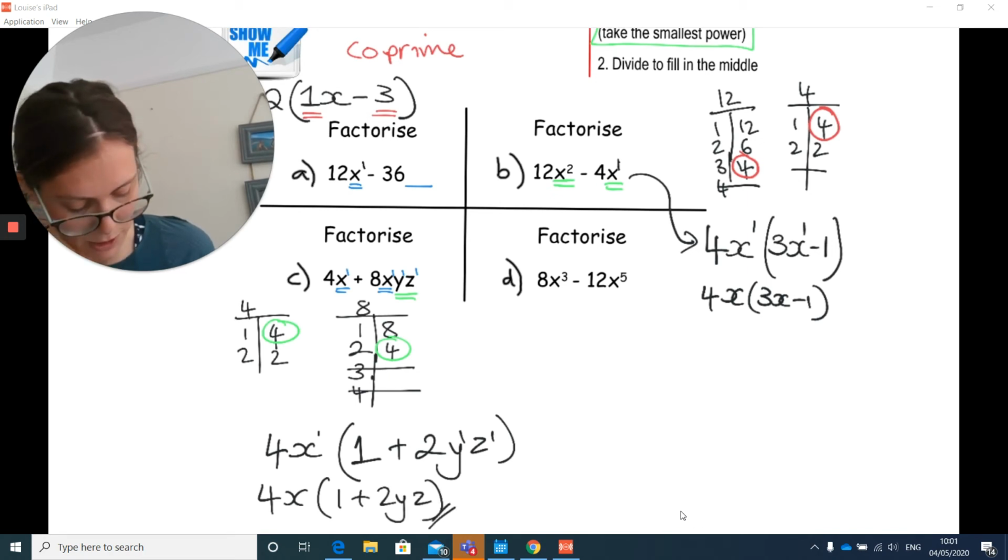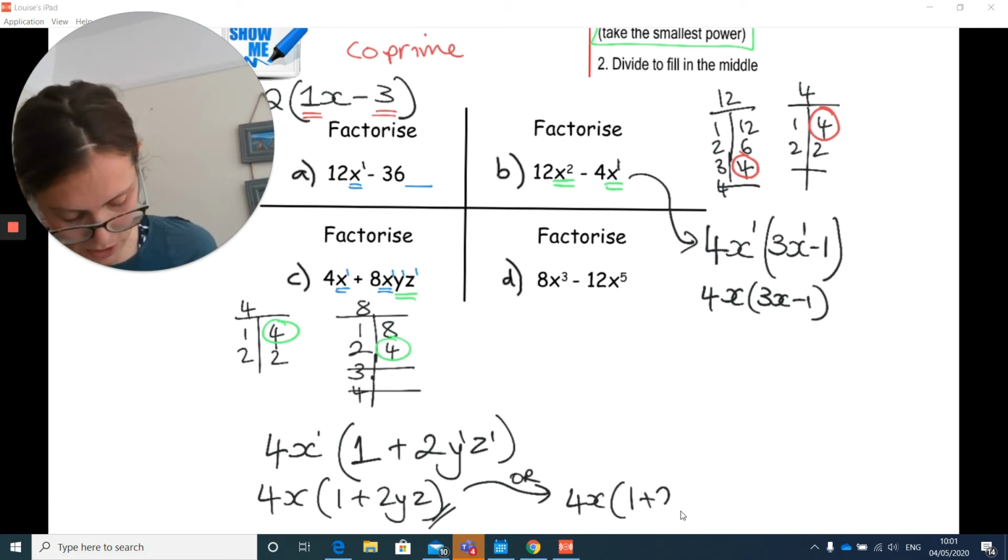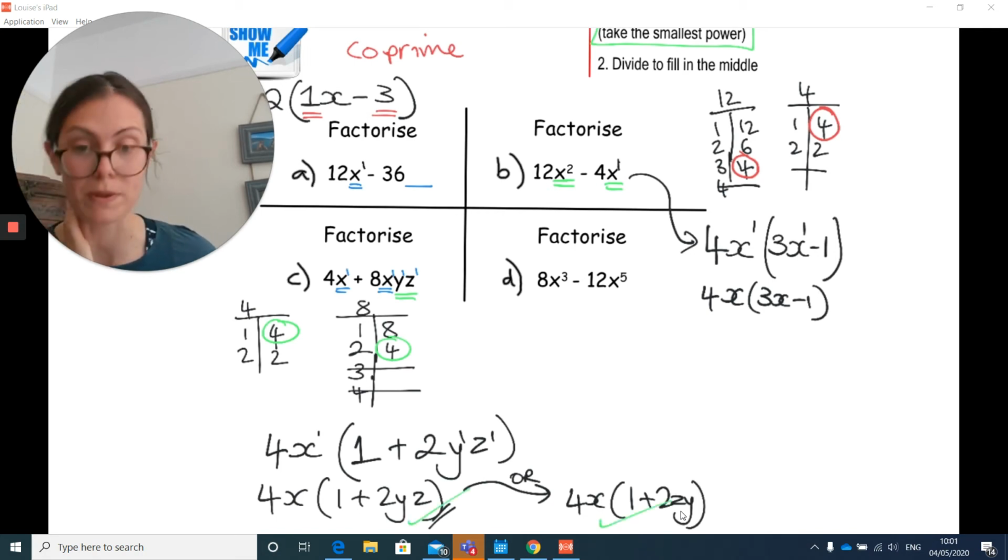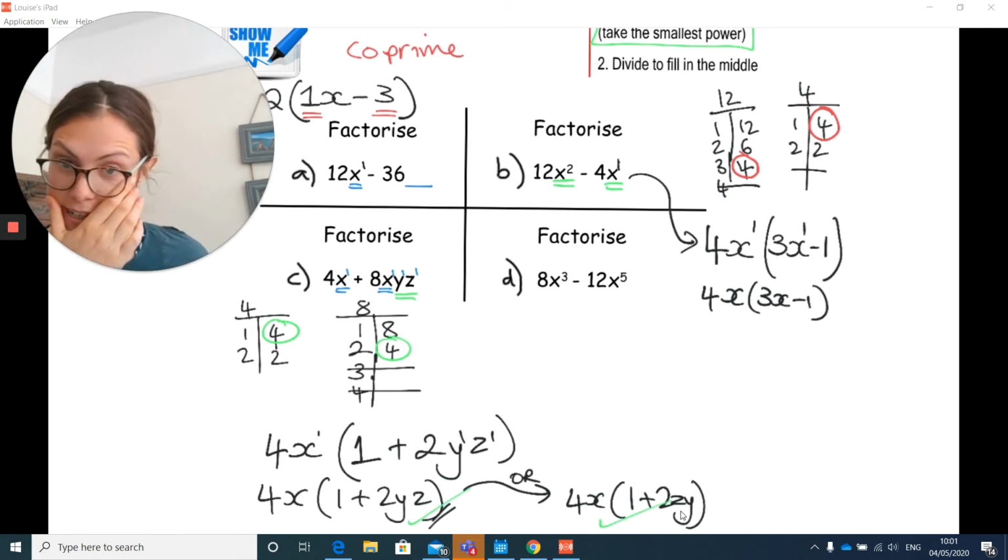Okay, and I think we talked about this before, but your letters could change order, so you could also write that as 4x brackets 1 plus 2zy. Both of those would be correct. Okay, it doesn't matter what order you write it.